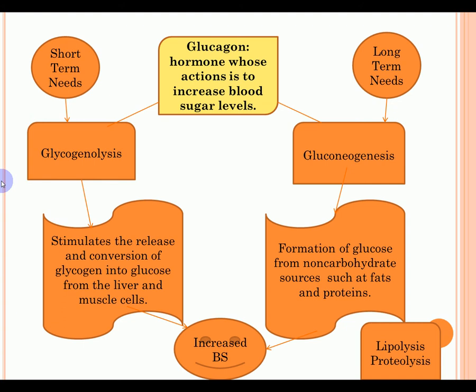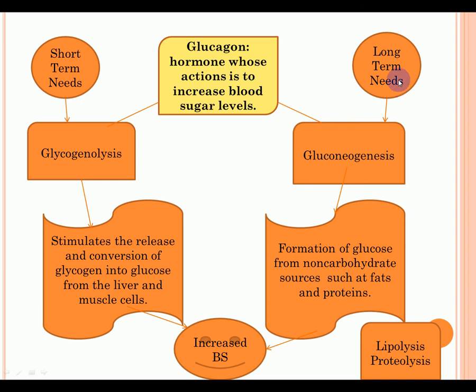So this just puts it for you visual folks in this format. We have glucagon, which is the hormone whose action is to increase blood sugar levels. How can it do that? Through short-term or long-term needs. If we go the short-term route, it's called glycogenolysis, and that's when we stimulate the release and conversion of glycogen, which is our stored form of glucose, back into glucose from the liver and the muscle cells. What's the result? We're going to have an increased blood sugar level.